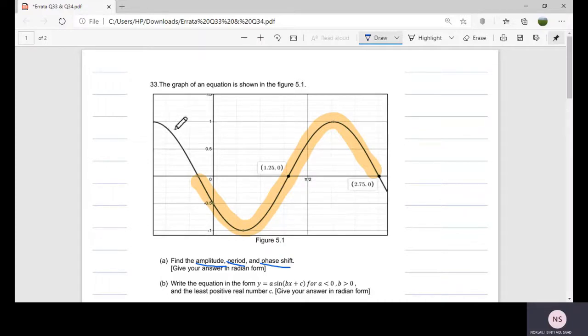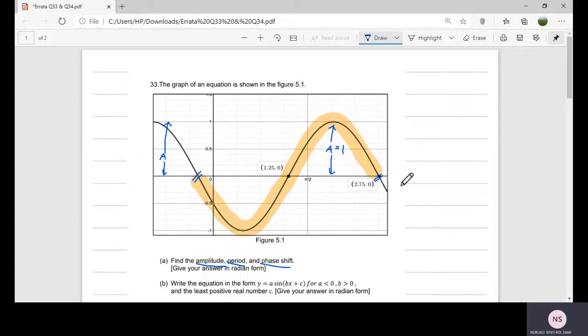For the amplitude, it will be very easy to find since we can measure the highest peak in this graph. The highest peak here, or you can measure here, or here. So this is your amplitude. Your A is equal to 1. The next is the period. For the period, you can measure one complete cycle. We will take this shape, the sine graph with negative amplitude.